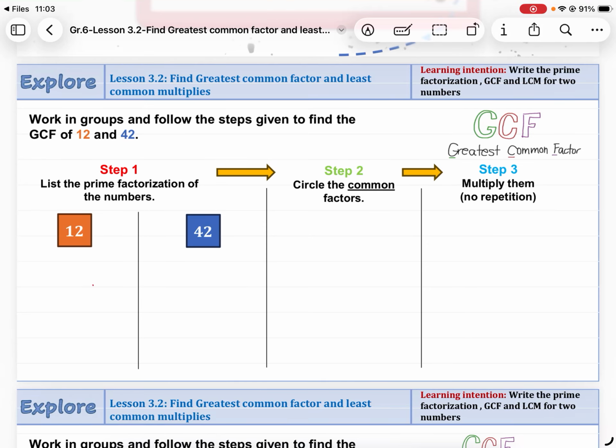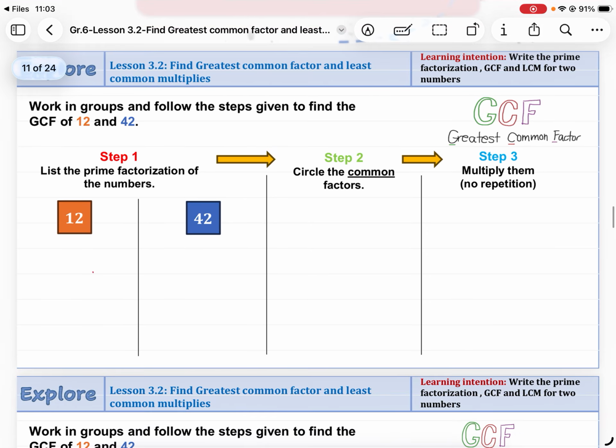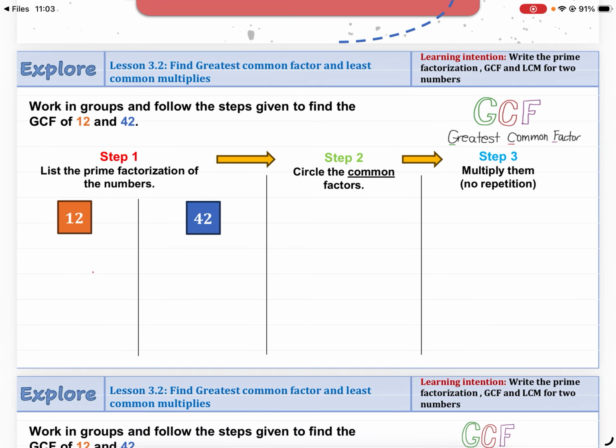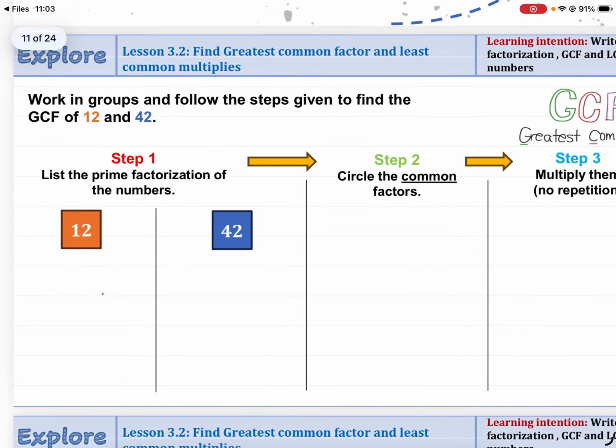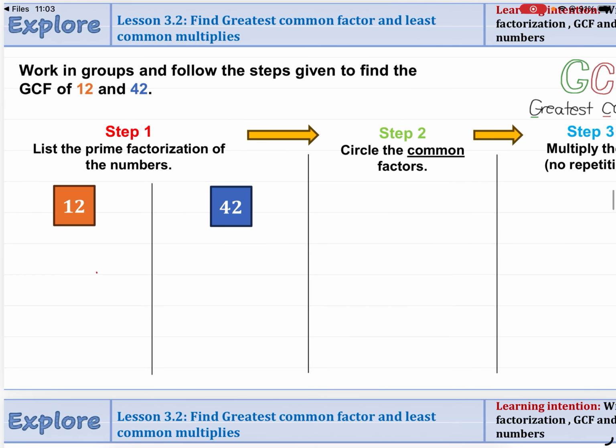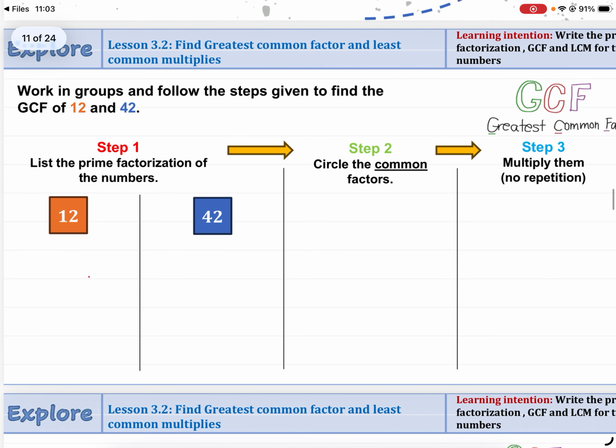Okay, let's move on now to part two. Part two is about finding the greatest common factor, which is finding the GCF. Let's go. So we divided it for you guys. That's why we started teaching you the prime factorization, because we need the prime factorization to help us find the GCF.